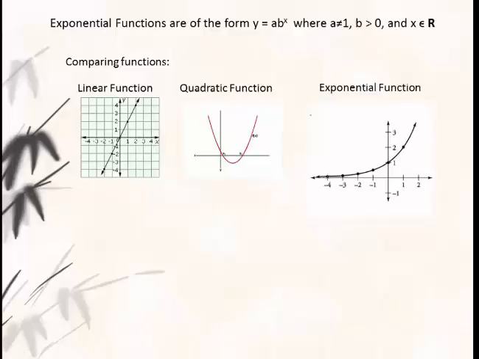If I have an exponential function that is going up as we move from left to right, this is called exponential growth. If I have an exponential function that moves downward as I move from left to right, this is called exponential decay.